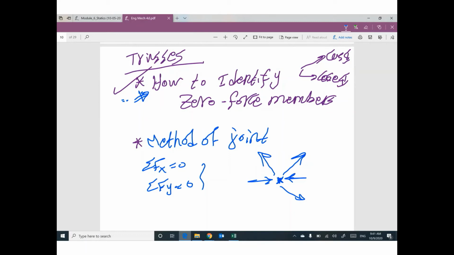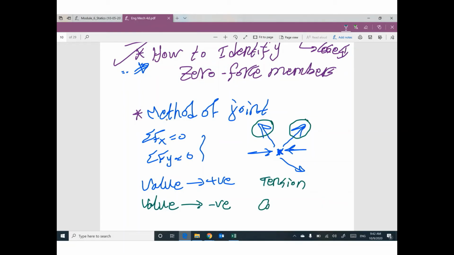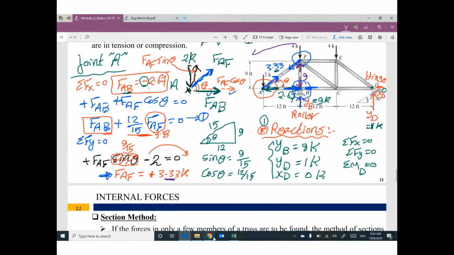If your value is positive, you assumed the correct direction. If your value is negative, you assumed the wrong direction. What should I do? Nothing. Don't do anything. Just tell me the final decision for this member is tension. The final decision for this member is compression. Okay?